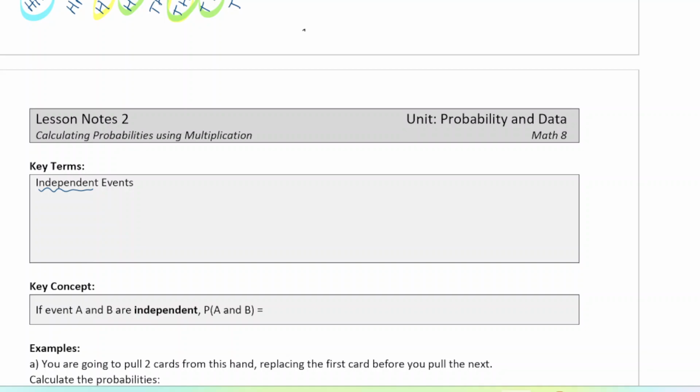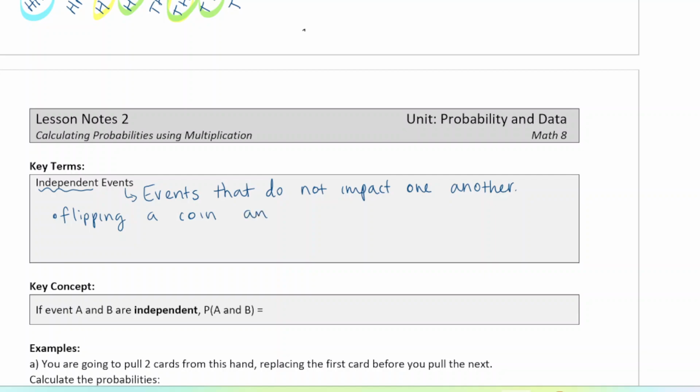So independent events in probability are events that have no effect on each other, that do not impact one another. Some examples of independent events are, for example, flipping a coin and then flipping it again. Those are independent events. The coin doesn't have any memory, so it doesn't remember what it was flipped to last time. So it's totally independent the next time you flip the coin.